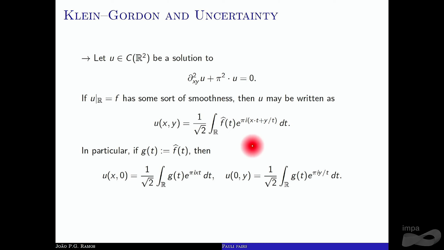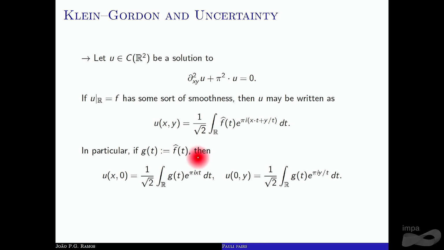But here I have this weird exponential where my symbol is 1 over t, right? Which is induced by this double cross derivative in x and y. Okay, so my solution is given explicitly by this formula. And in particular, if I let g of t be the Fourier transform of the restriction of u to the real line, then my solution at the real axis is going to be just the scaled Fourier transform of g, right? So it's just my function f itself.